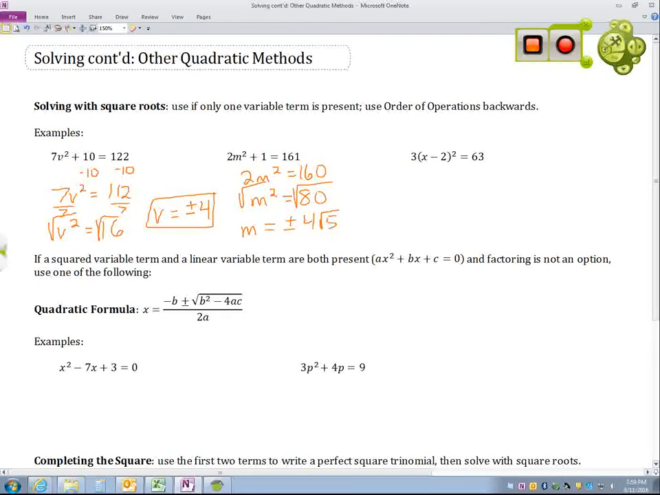If you're a little shaky on simplifying radicals, there is going to be another video that covers that, so refer to that if you need to. Okay? So m equals plus or minus 4 root 5.